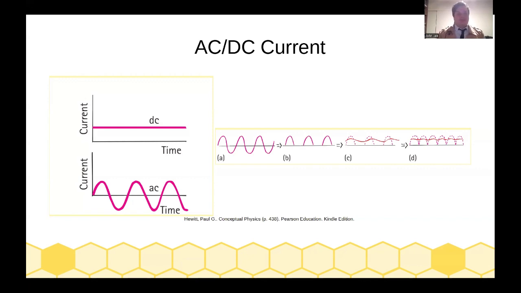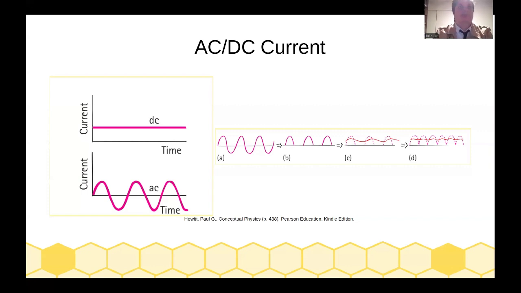DC voltage, which stands for direct current and provides a constant current versus time, and AC voltage, which applies an alternating current or a sinusoidal current versus time. The DC and AC are both useful for different things. DC is used for many of our household appliances, and most of the things in our house are going to use DC current, including our laptops.